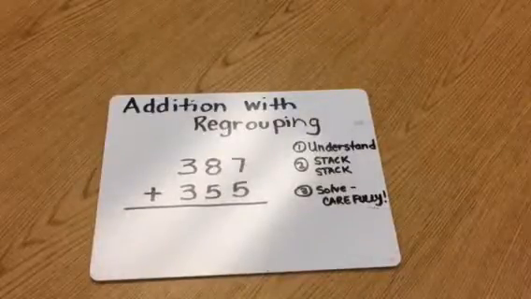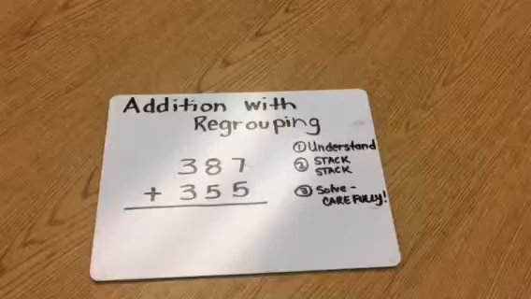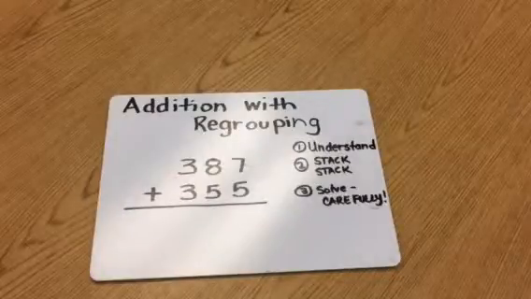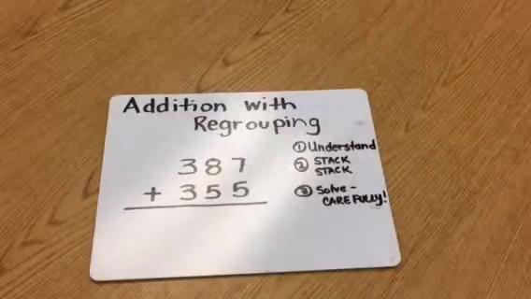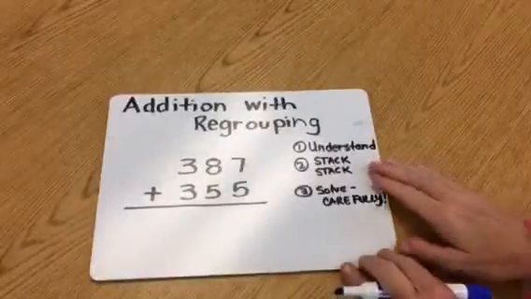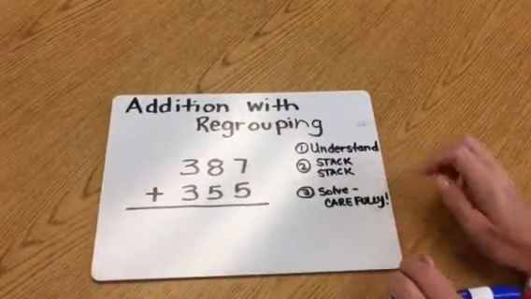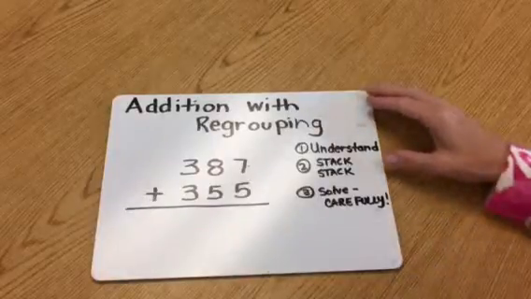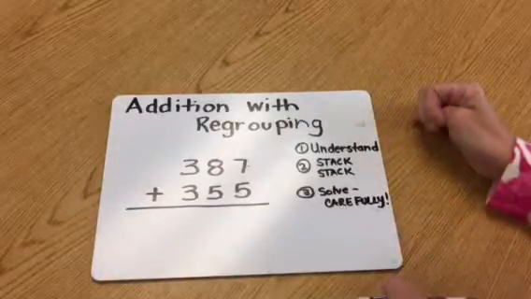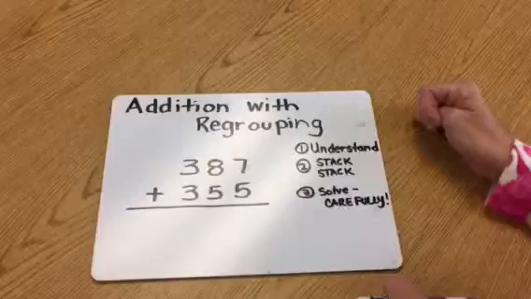I'd like to go over 2 more strategies that we've been working on for the last week or so. We're going to continue to work on them for another 2 weeks, and then we're going to have our Unit 2 exam. So the first strategy is addition with regrouping.